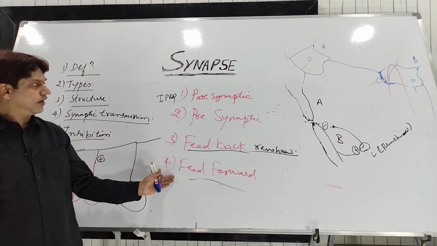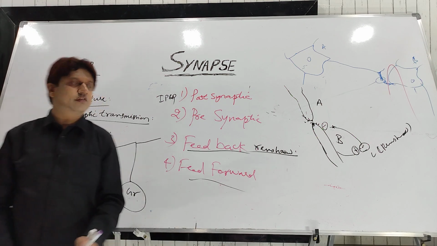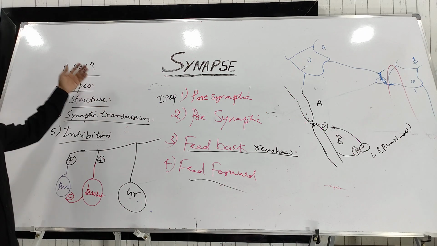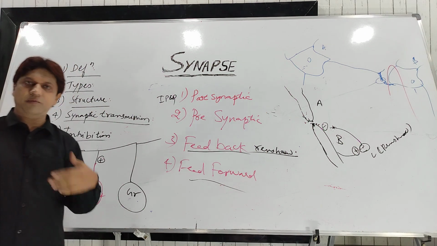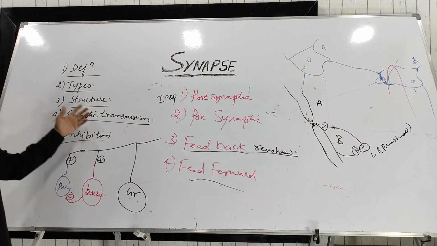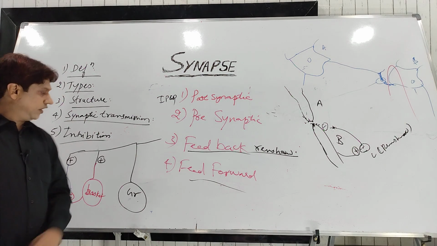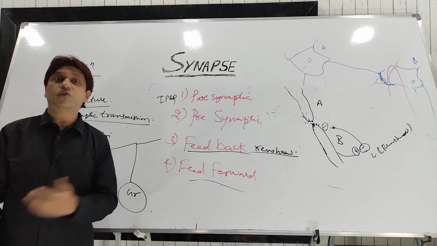Okay. So that's about the first section of the synapse. Just to summarize what we have studied today: the definition of the synapse, types of synapse, anatomical and physiological types, then the structure of a chemical synapse, then the most important, the synaptic transmission, and finally the types of inhibition.